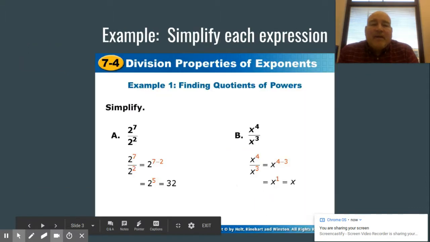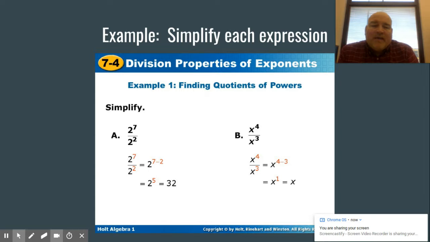2 to the 7th divided by 2 squared, we simply subtract the exponents of 7 minus 2, and that is 2 to the 5th. X to the 4th divided by x cubed, 4 minus 3, x to the 1st, or simply x.